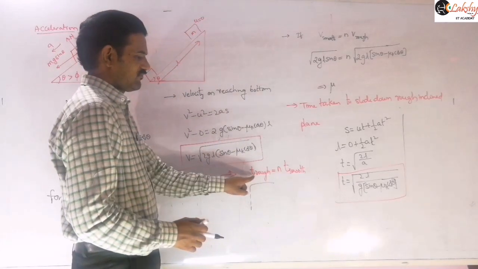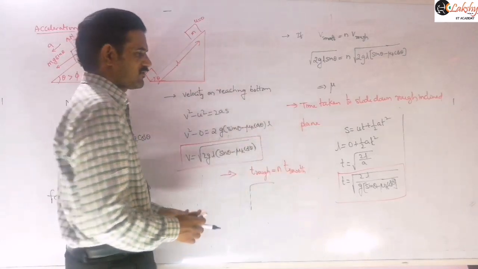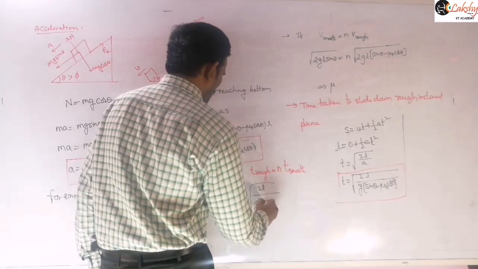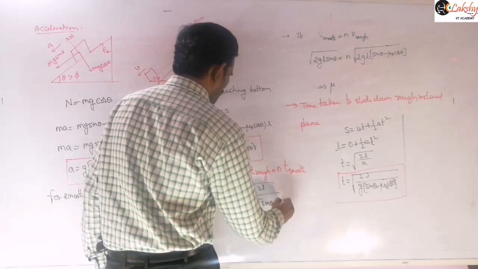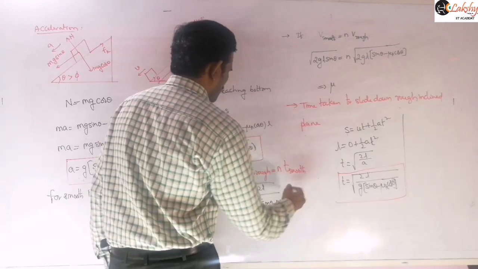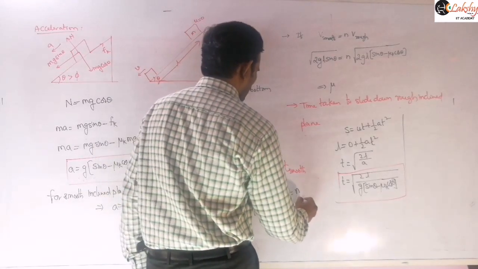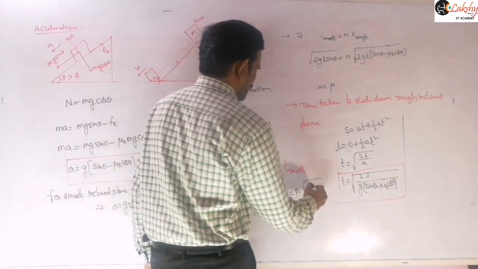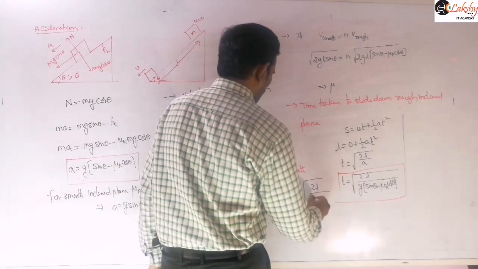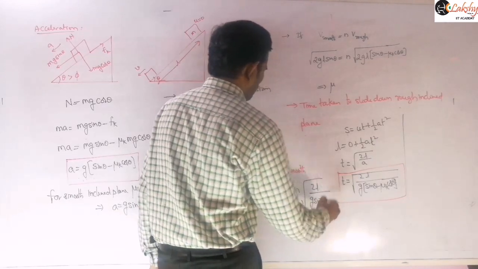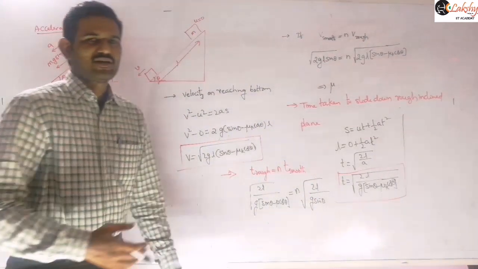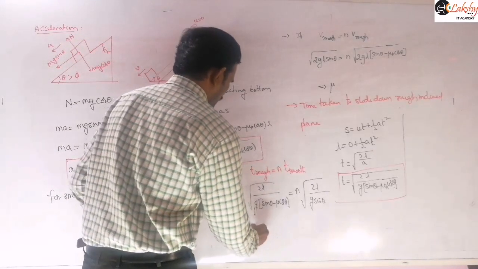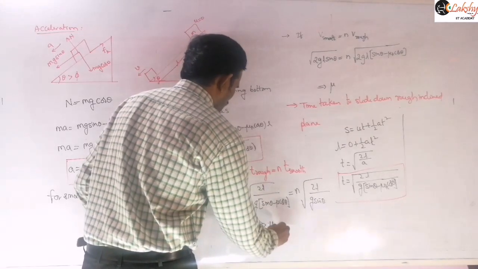Again, for the rough plane we already calculated the time taken, so this is the square root of 2L by g of (sin theta minus mu cos theta), equal to n times that of the smooth inclined plane. For the smooth inclined plane, just substitute the coefficient of friction as 0, no need of deriving it again. So then you can write the square root of 2L by g sin theta. Just square both sides and find the coefficient of friction here.